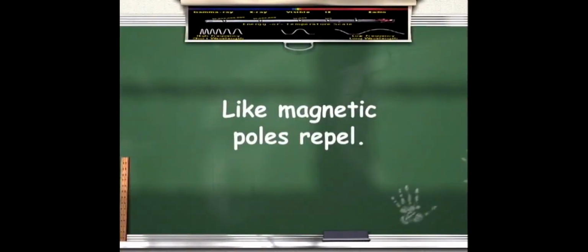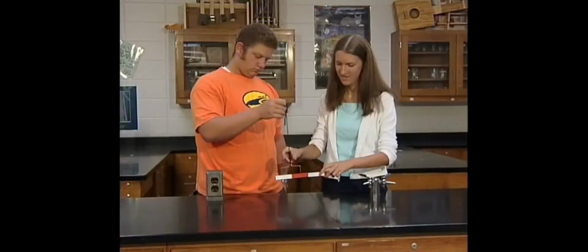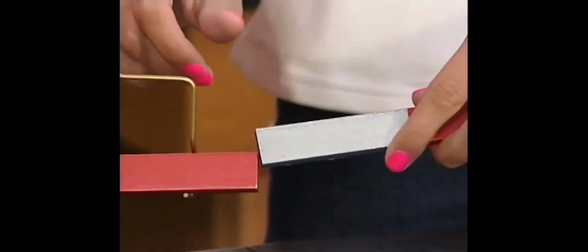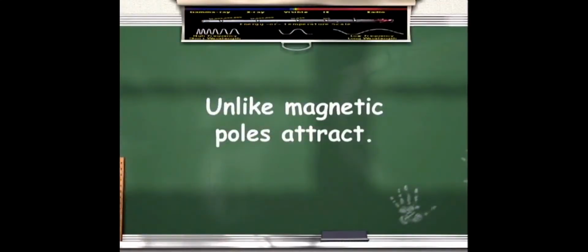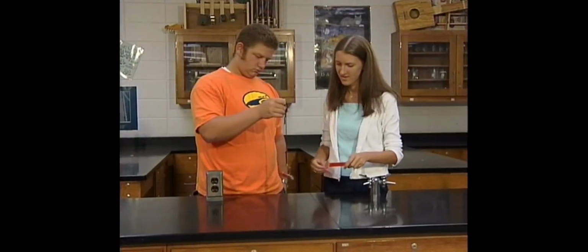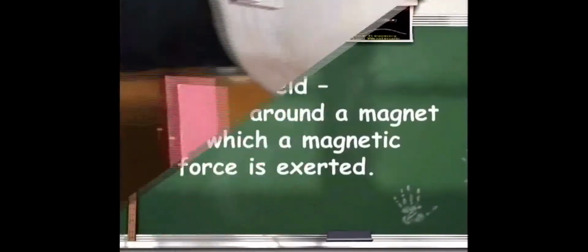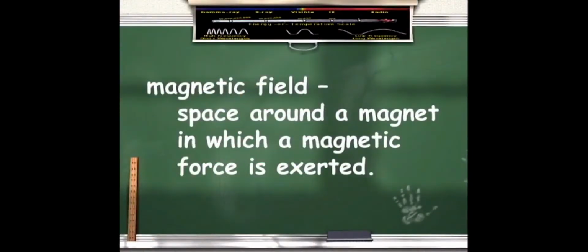The north pole of one magnet will repel the north pole of another magnet. The same is true of two south poles. Next, the south pole of the second magnet is brought close to the north pole of the suspended magnet. This time, they attract. Unlike magnetic poles attract, north attracts south. Notice that the forces of attraction and repulsion do not require that the objects touch. Magnetic forces are field forces. A magnetic field is the space around a magnet in which a magnetic force of attraction or repulsion is exerted. You will learn how to draw magnetic fields in the next program.